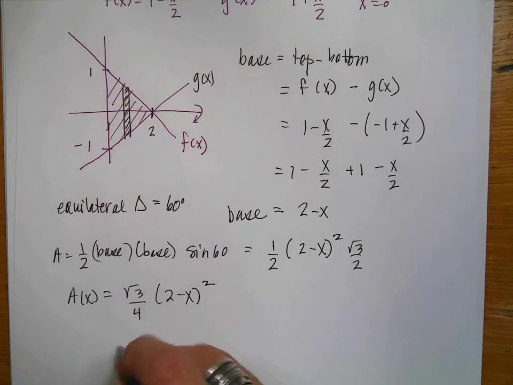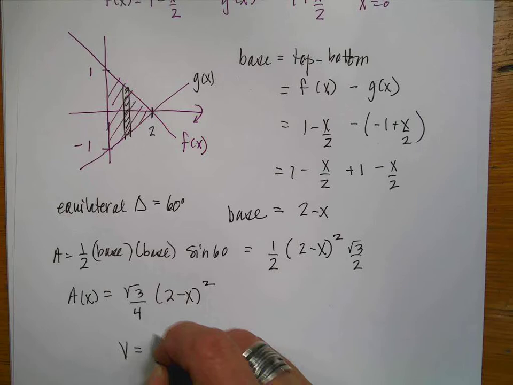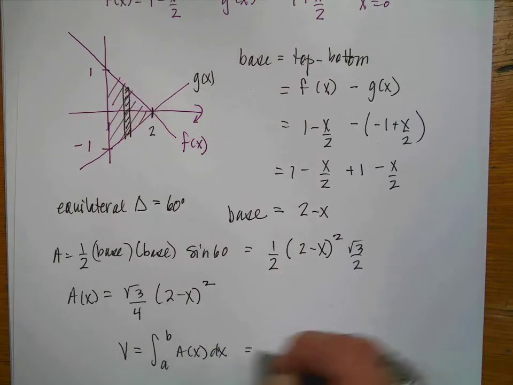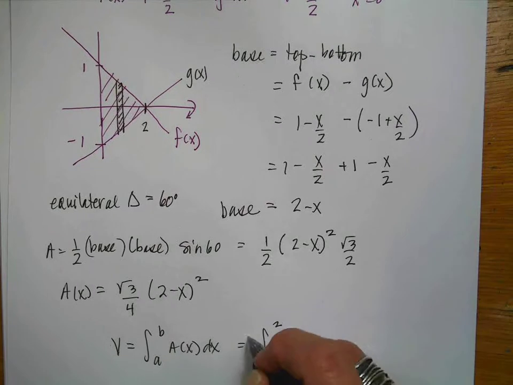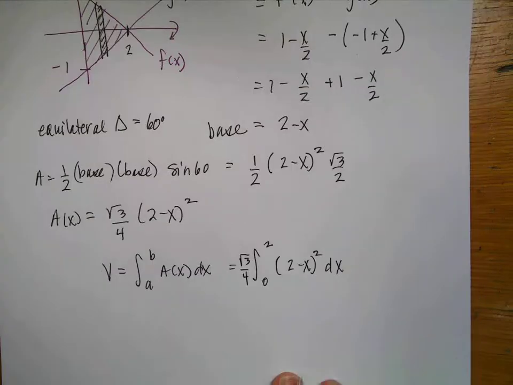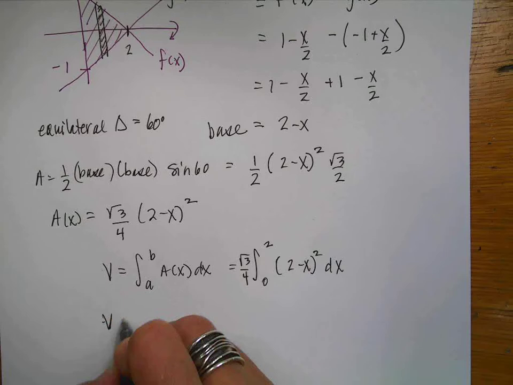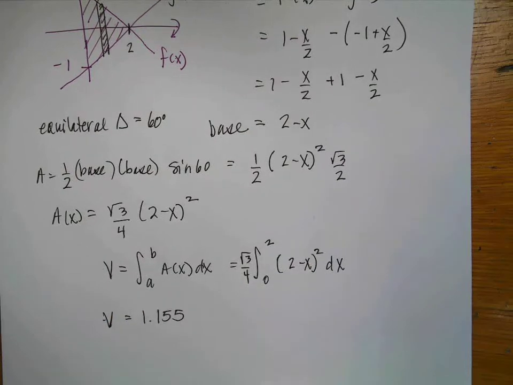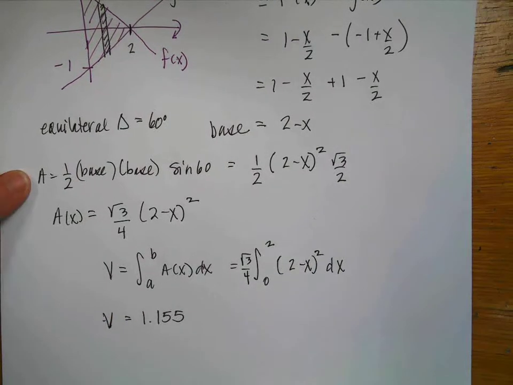This point of intersection is 2. So my volume is going to equal the integral from a to b of A of x dx. So I'm going to integrate from 0 to 2. Here's my radical 3 over 4. It's a constant, so I'm going to pull it out front. I have 2 minus x squared dx. Push buttons on my grapher, and I'm going to get that the volume is equal to 1.155.